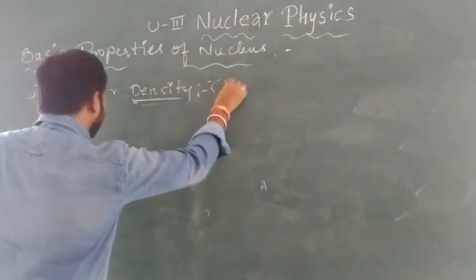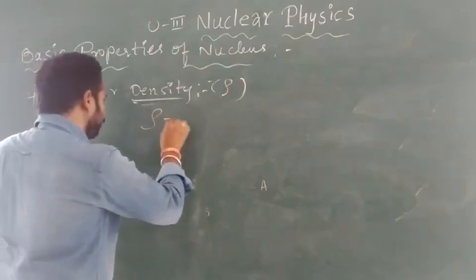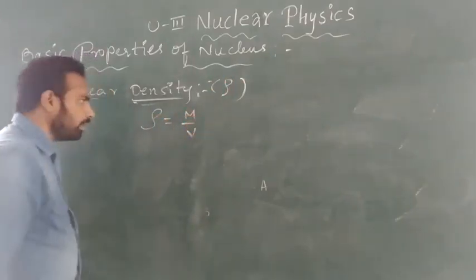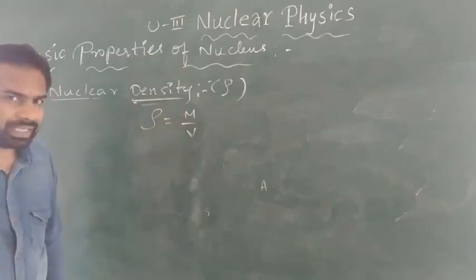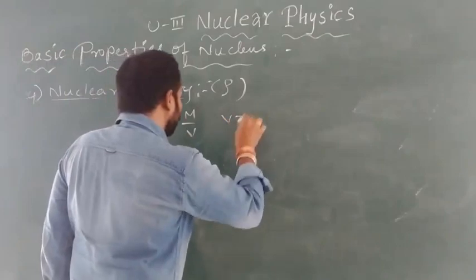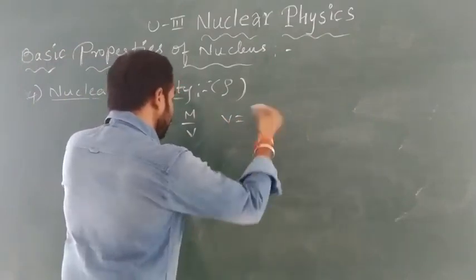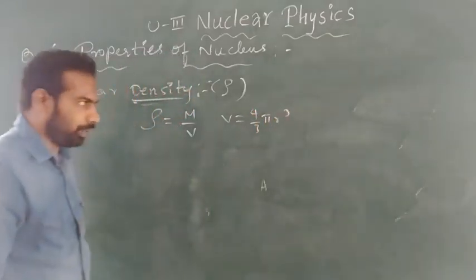Nuclear density divided by rho. Just now we discussed what density is: mass per volume, isn't it? What is nuclear density? Mass of the entire nucleus divided by volume. What is volume? Just now we discussed that in general the nucleus is spherical in shape, so volume is 4 by 3 pi r cubed.